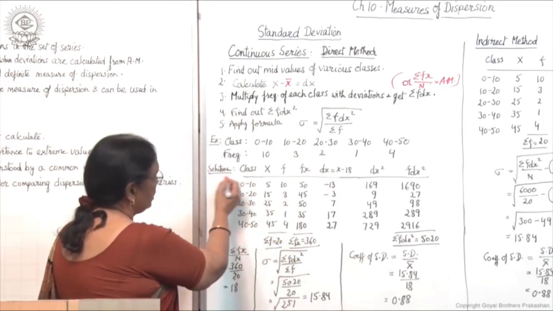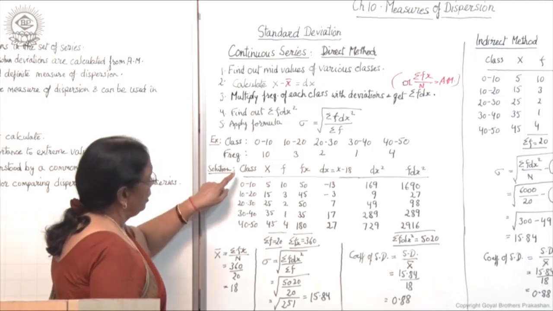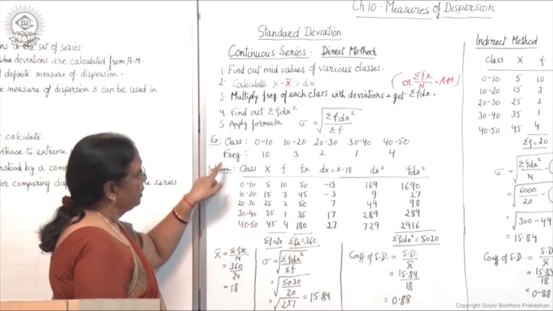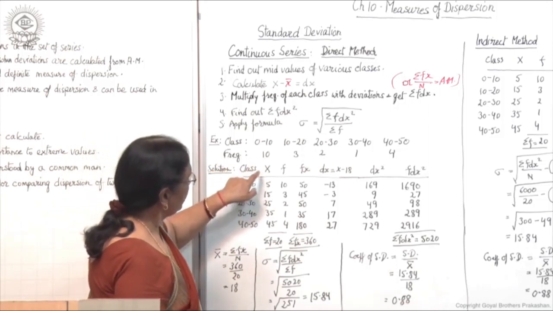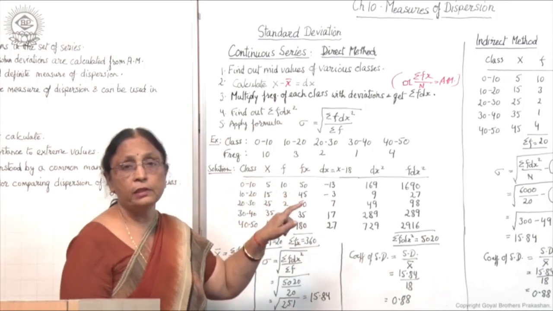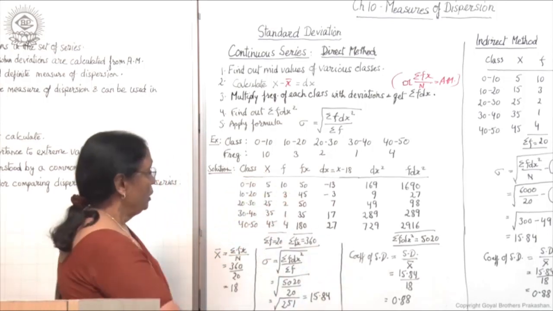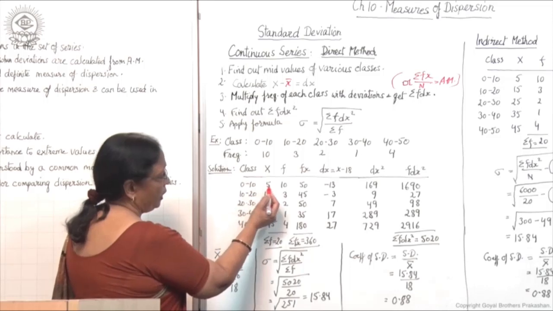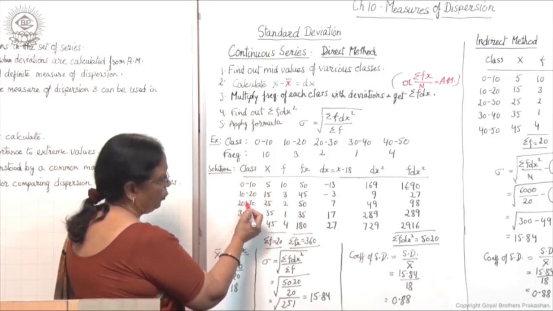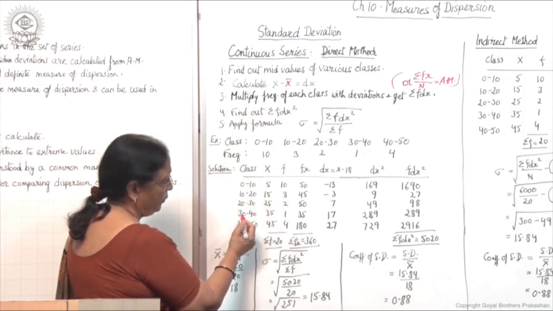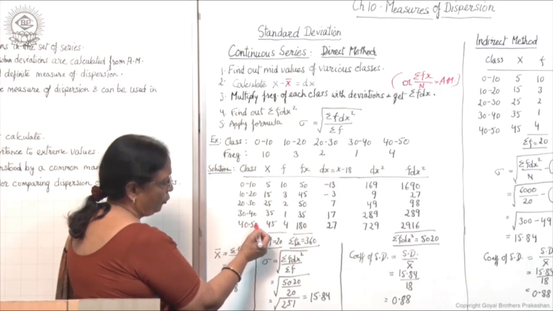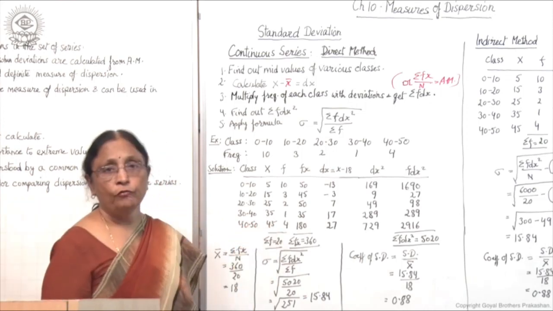Now let us see the solution. First you will write down the class as given, then next step, in front of the class you calculate x. What is this x? This is the mid value. So for 0 to 10 the mid value is 5, 10 to 20 mid value is 15, 20 to 30 mid value is 25, 30 to 40 mid value is 35, 40 to 50 mid value is 45.